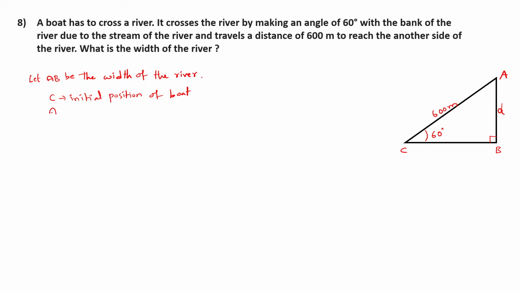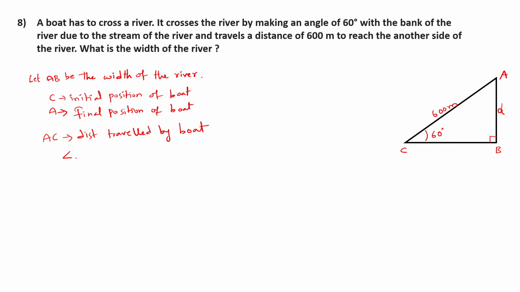And destination is nothing but point A. That is the final position of the same boat. Now, if C and A are initial and final, therefore, AC is the distance traveled by the boat.